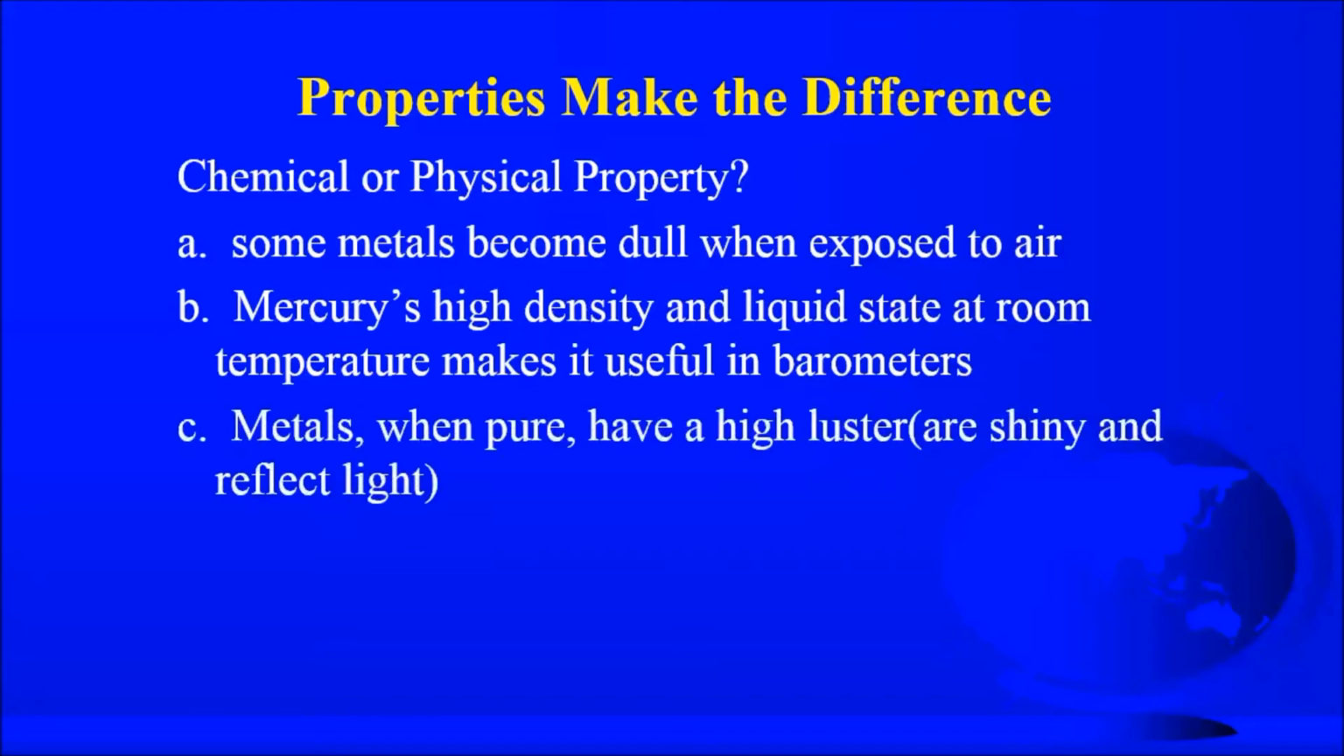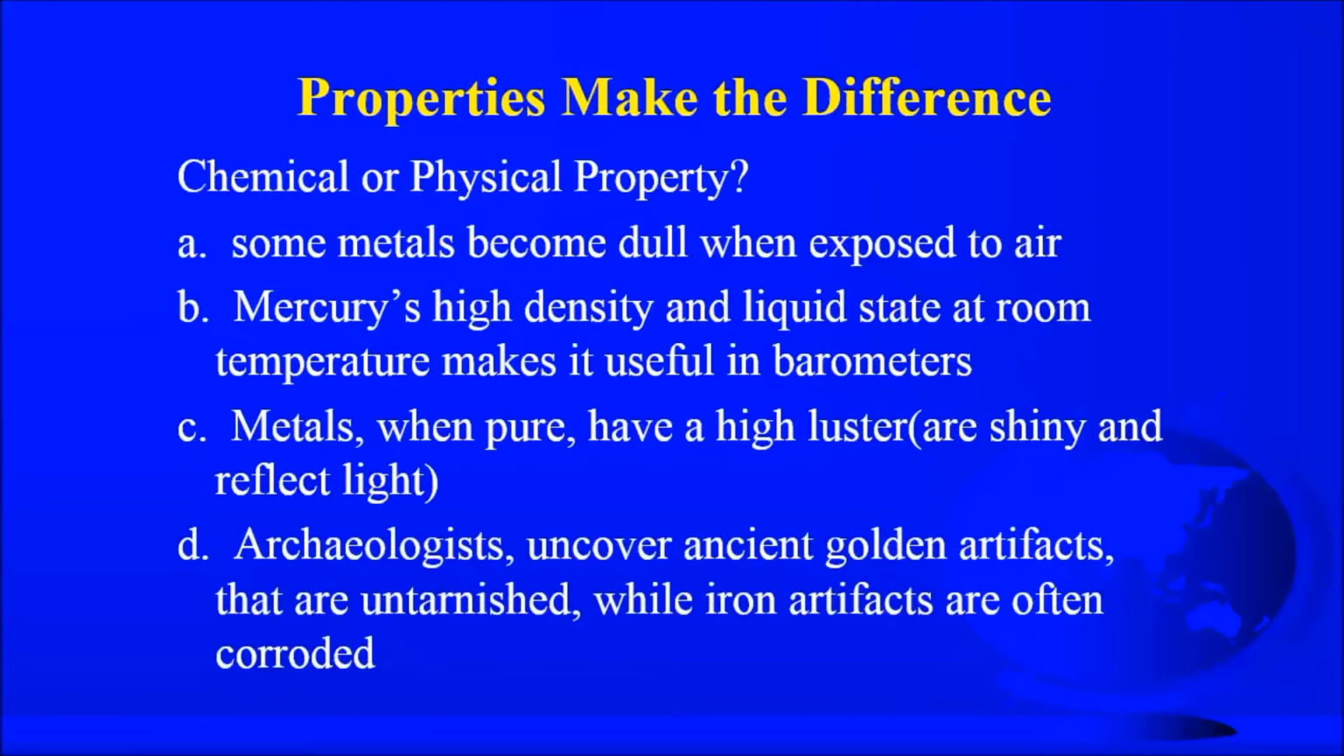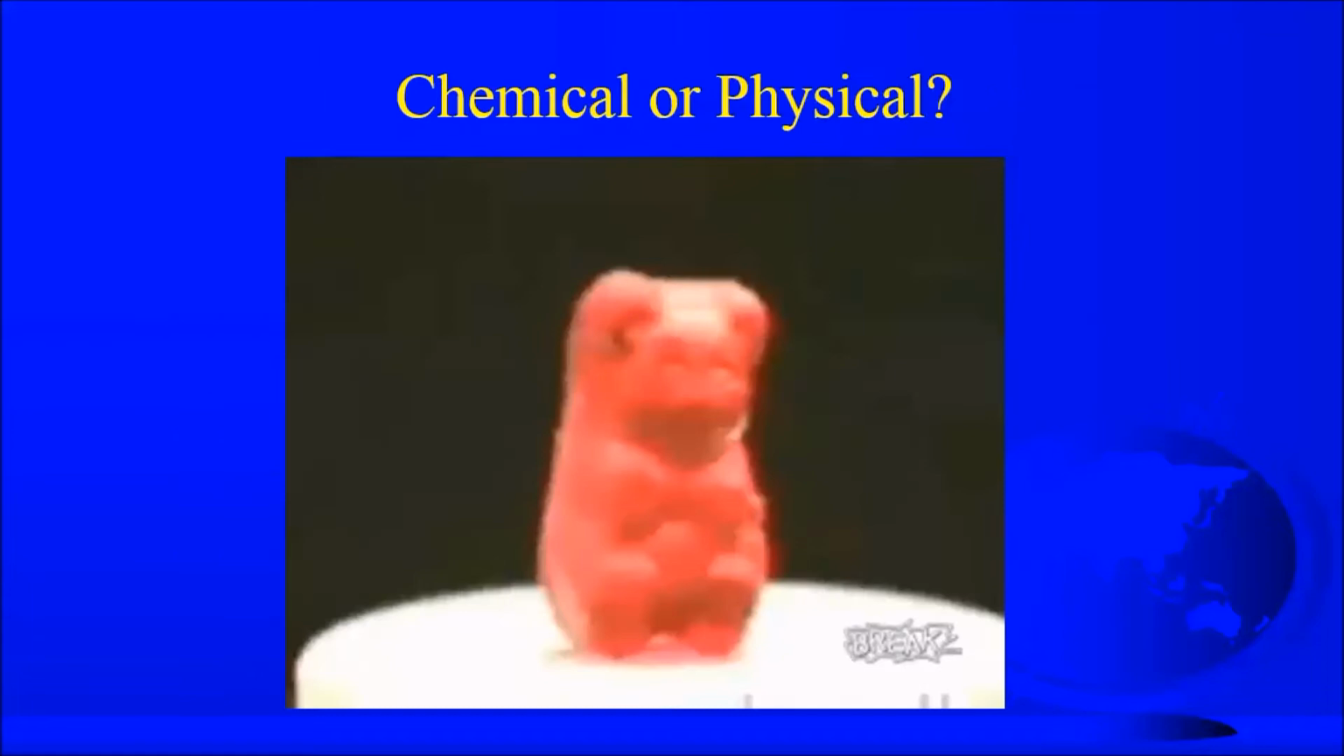Physical change. Metals, when pure, have a high luster. They're shiny. Randy? Physical. Okay, just because they're shiny, what does that mean? Is it becoming something new? Archaeologists uncover golden artifacts, and they're untarnished, but iron is very difficult to find because it tends to rust. Hunter? Chemical. The iron is rusting with oxygen, some of the other gases.